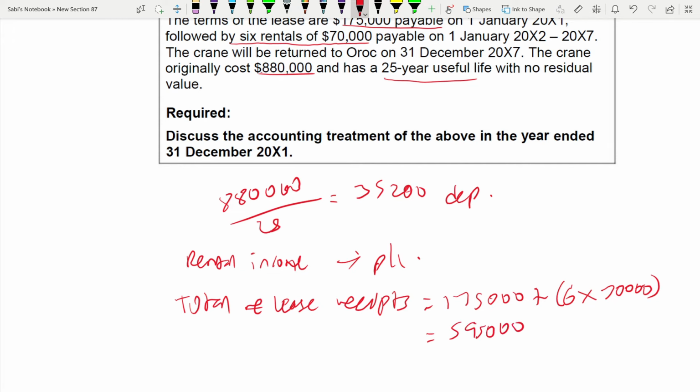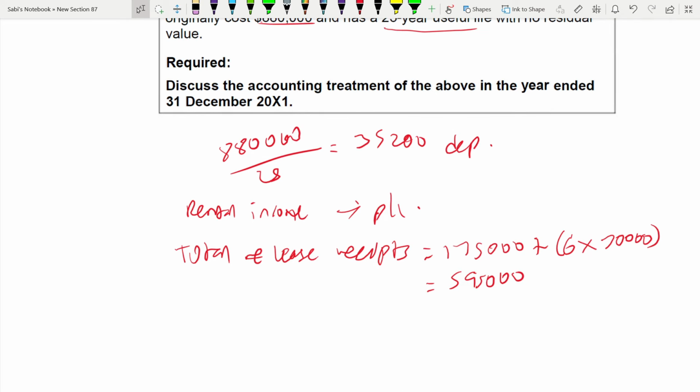Now this also you need to spread. This is the total lease payment, but you have to find only the amount for this year, the first year. So you divide this by 7 years because the lease term is 7 years. So the annual rental income is 85,000. Annually, this is 85,000.